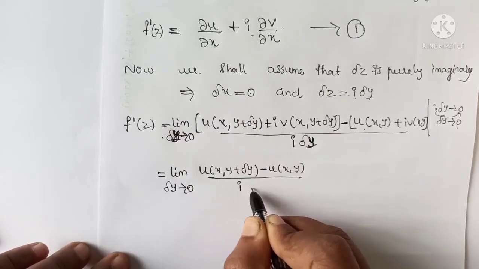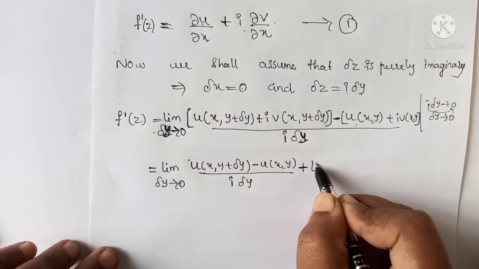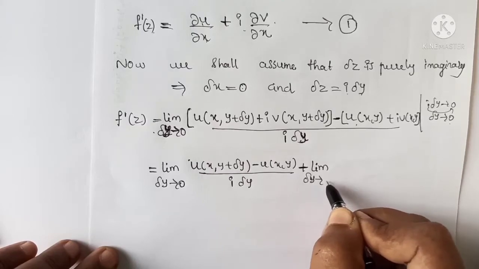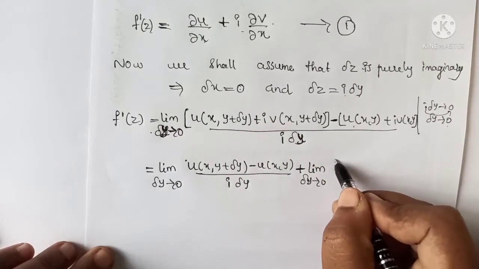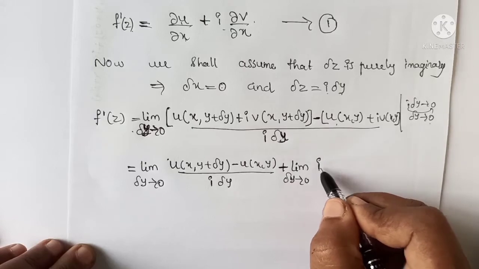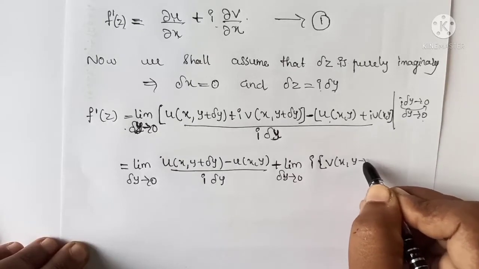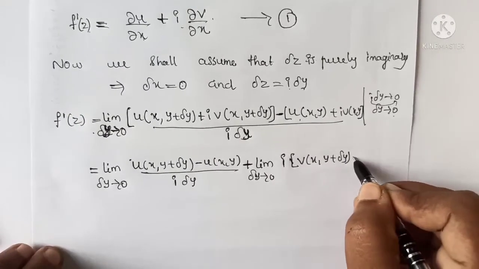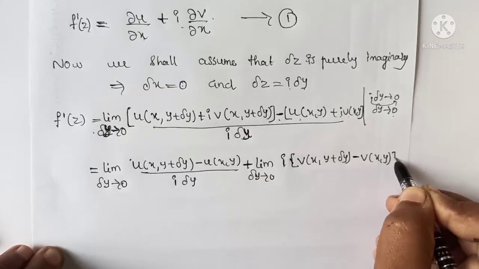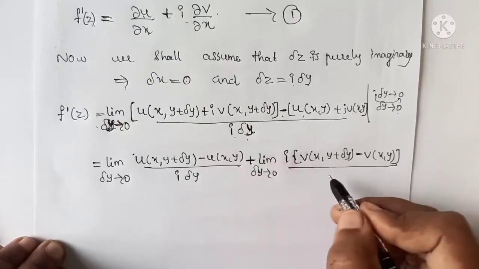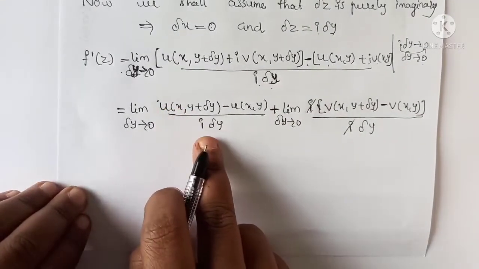Denominator i delta y as it is. Minus, plus, again we take another limit, that is, we split this limit into two limits. And we can take i common from these two terms: i into v of x comma y plus delta y minus i taken outside v of x comma y, whole divided by this i delta y. In this term we can cancel the i term, but here we get 1 by i as it is.